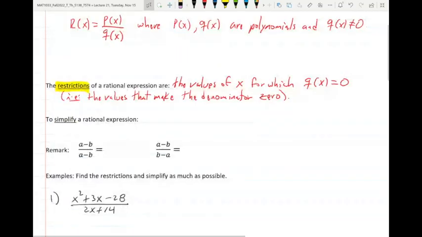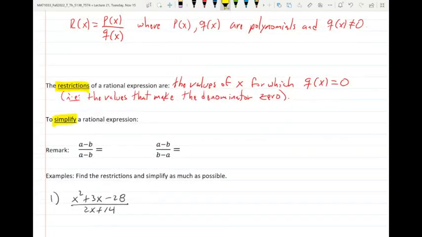So the first thing that we will discuss is how to simplify. Today we're going to talk about simplification, multiplication, and division. And then on Thursday, I will do addition and subtraction, okay? And that's what I want you to know for the exam. Then once we come back from the exam, we're going to talk about equations involving rational expressions, okay? But that will be after the exam.